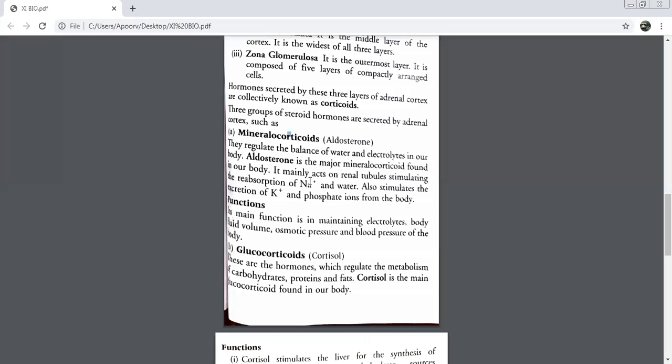So the main function we have understood is maintaining the mineral balance, that is the maintaining of electrolytes and body fluid volume, because it is controlling the amount of water. So body fluid volume, osmotic pressure and blood pressure. Osmotic pressure and blood pressure will be influenced by the electrolytes present in our body, and electrolytes are being controlled by mineralocorticoids. So it is an indirect relationship in maintaining osmotic and blood pressure, but these are the main functions.